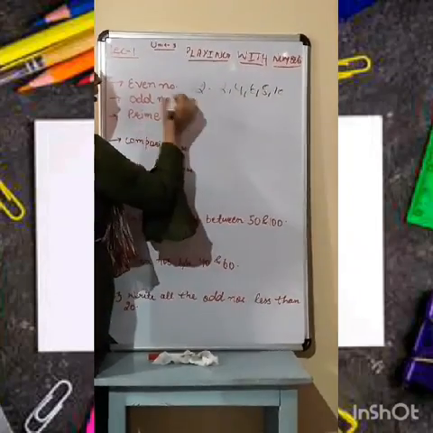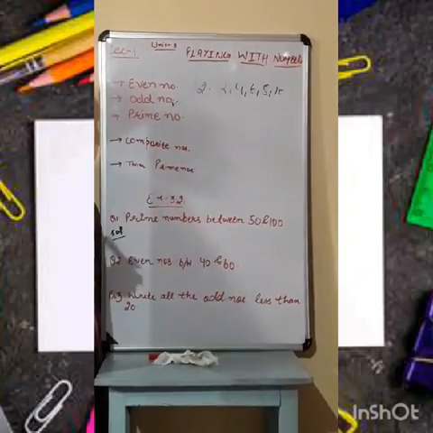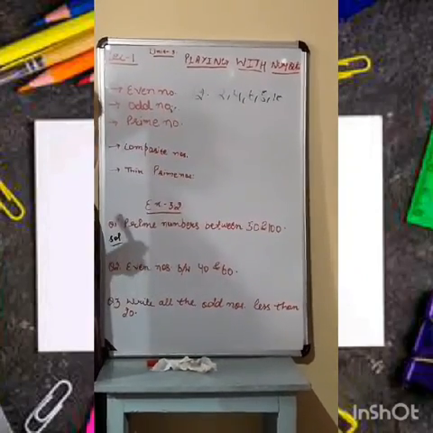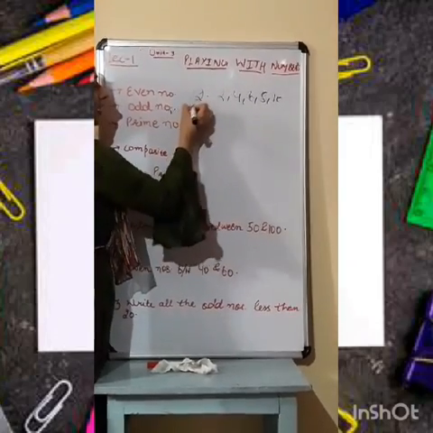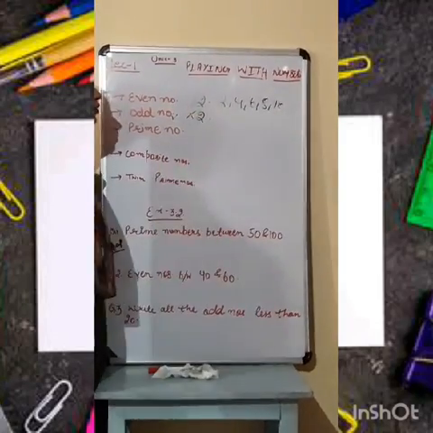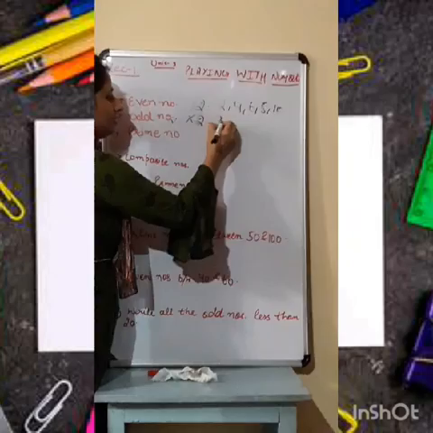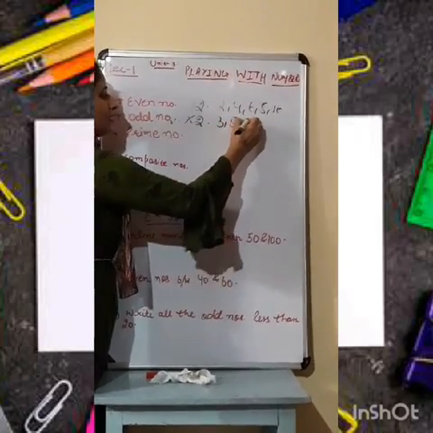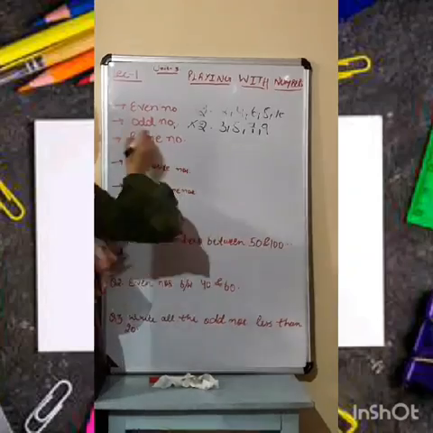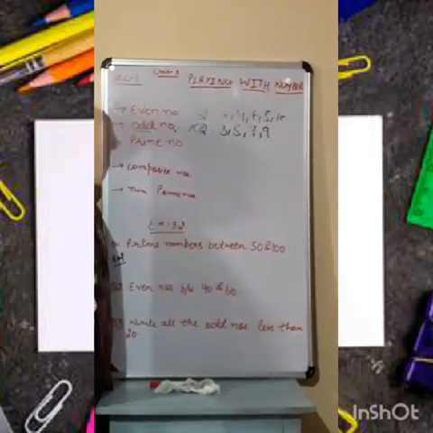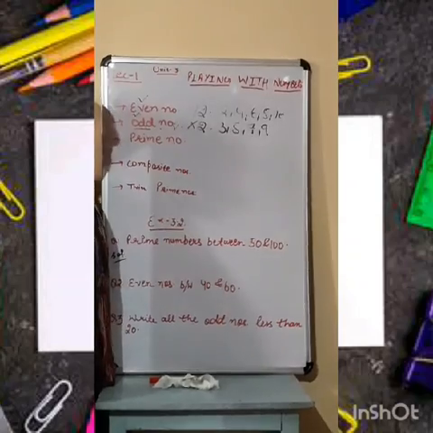Now moving on to odd numbers. Odd numbers are those numbers which are not divisible by 2. Okay? Which are not divisible by 2. If we take an example 3, 5, 7, 9. These all numbers are odd numbers. Okay? These two definitions you have already done in your previous class.